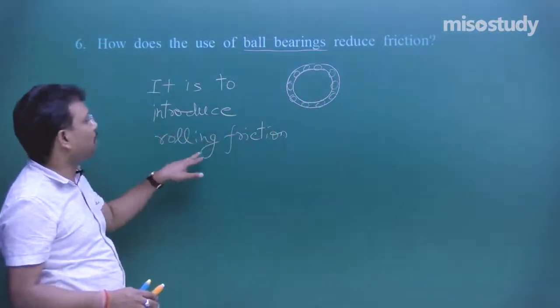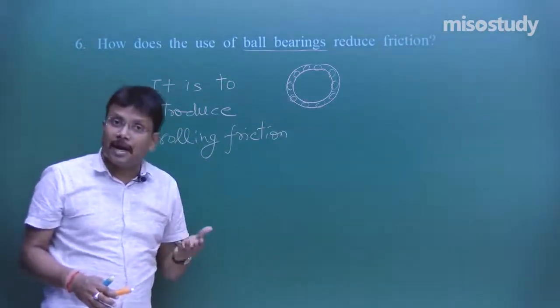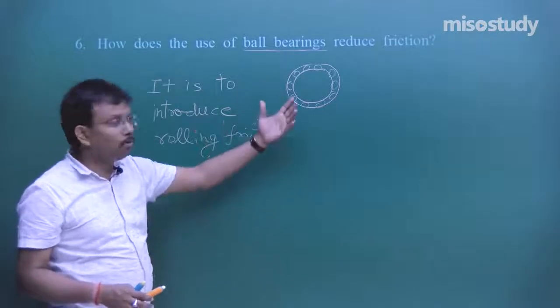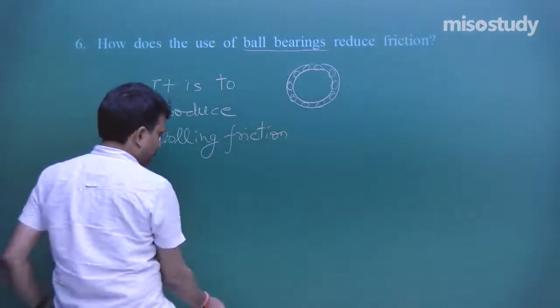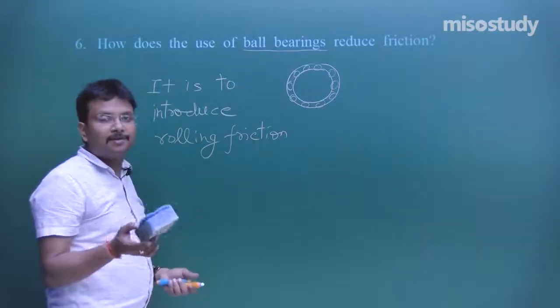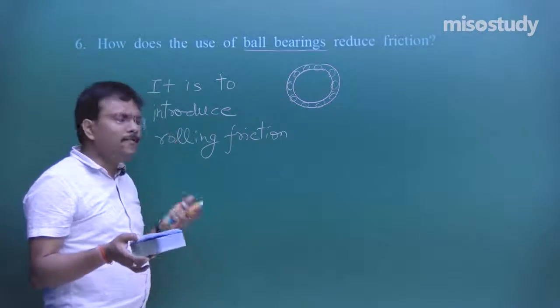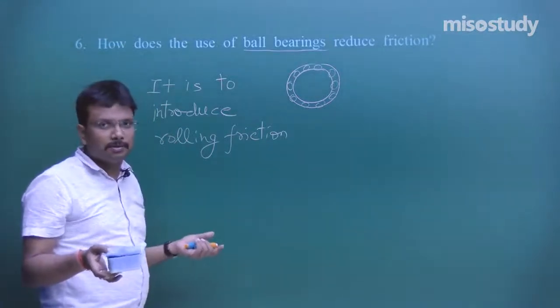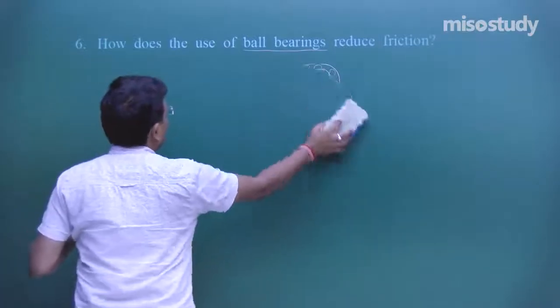It is to introduce rolling friction which is less than the sliding friction, so easier motion of the wheels. Fine. In your ceiling fans, table fans, bicycles, automobiles, everywhere almost the use of different shapes of ball bearings is required. Fine.